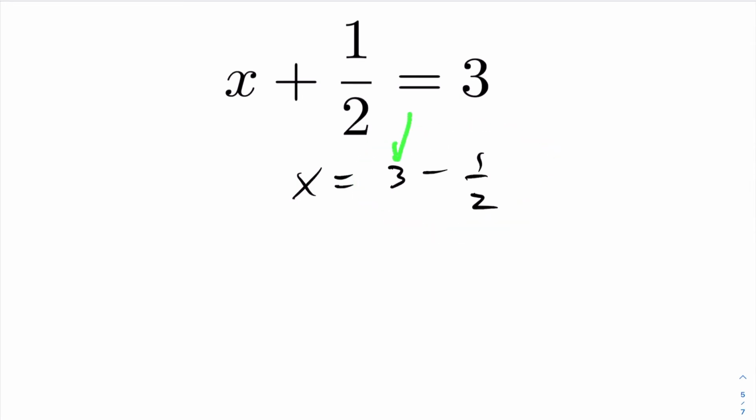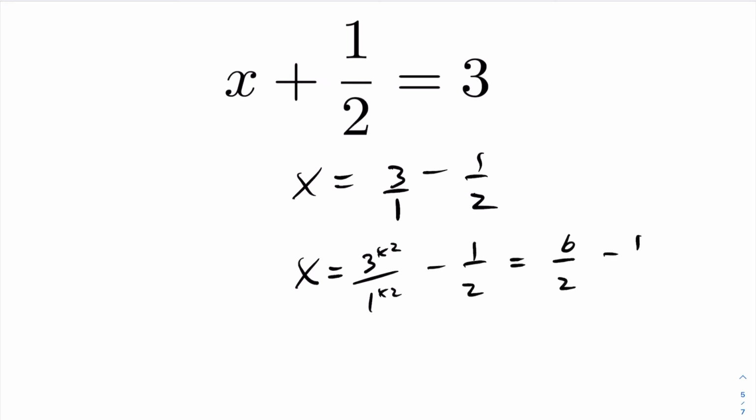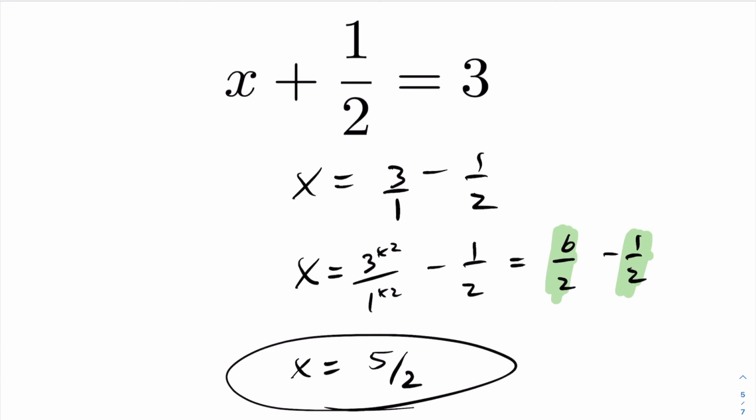So really, we just need to simplify this and have our answer. We have an integer subtracted by a rational number here. So what we're going to do is go ahead and put that 3 over 1. And then we're going to get a common denominator. So I'm going to multiply top and bottom of this expression by 2 so that we can get a common denominator. This becomes 6 over 2 minus a half. Whenever you're subtracting fractions, if the denominators are the same, you just subtract up the top here. So this becomes 5 over 2, and we have our answer.